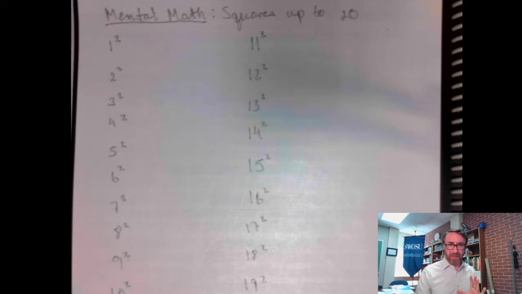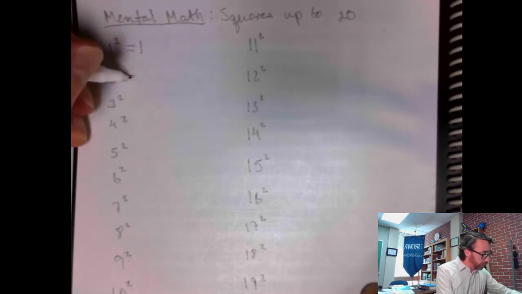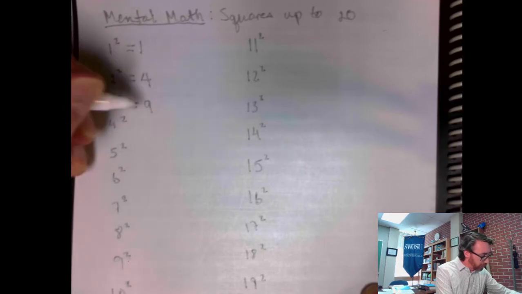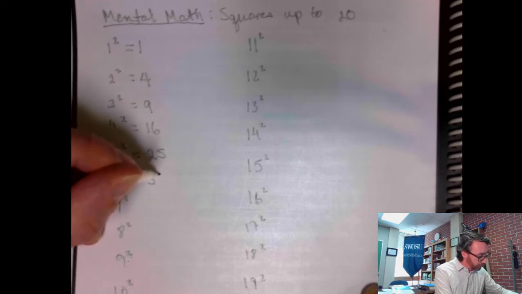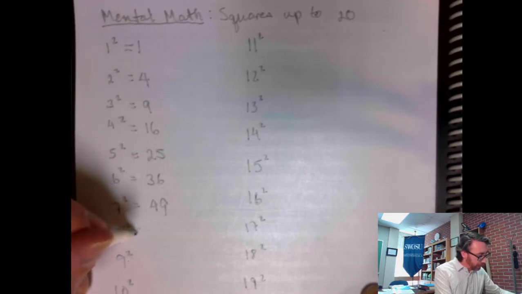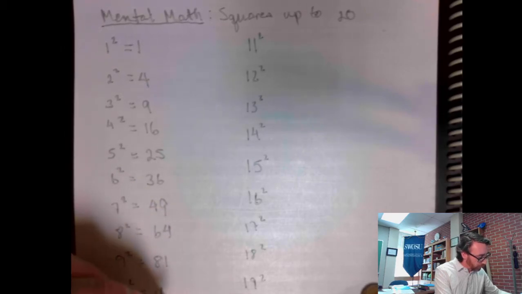You've probably got the first 12 down already, but we'll go ahead and review them anyway. So, 1 squared, of course, we know that. 1 squared is 1, 2 squared is 4, 3 squared is 9, 4 squared is 16, 25, 36, 49, 64, 81, 100. Okay, down here, 10 squared is 100.